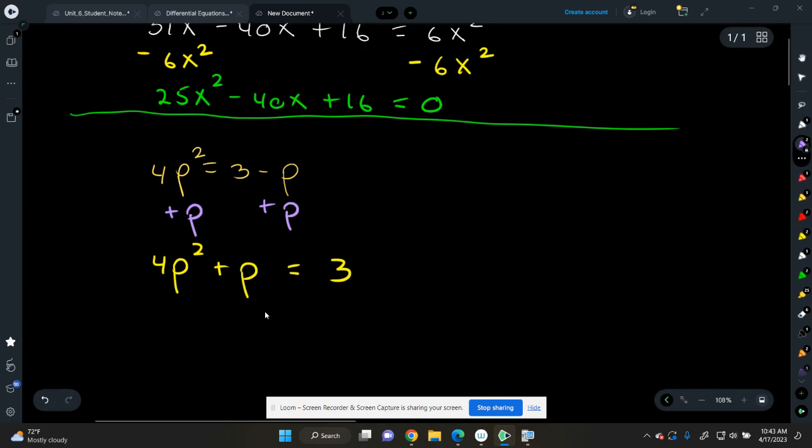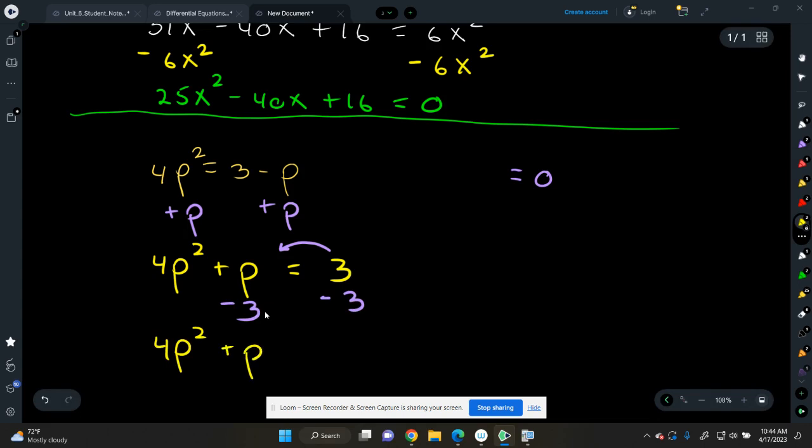So the 3's alone on the other side. Because that has to equal 0. The whole thing has to equal 0, right? This whole thing has to equal 0, and right now it doesn't. So think of it this way, you've got to move everything to the same side, okay? And in order to move something to the other side, we have to do the opposite. So I've got to move this 3 to the other side, so we do that by taking the opposite. Yeah, we're going to subtract 3. Now there are no like terms, so it's 4p squared plus p minus 3 equals 0.